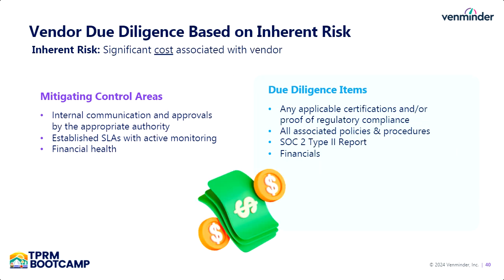All right, maybe we have a lot of financial risk because we're spending a lot of money with this vendor. We've invested a lot to bring them on board, so we want to make sure that we have really great SLAs and active monitoring. We have great communication and approvals, but we're really going to be diving into their financial health. So we want all of those certifications and proof of regulatory compliance, all their policies and procedures, their SOC 2 Type 2 report, and we really want to dive into their financials.